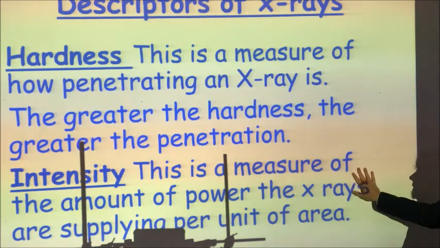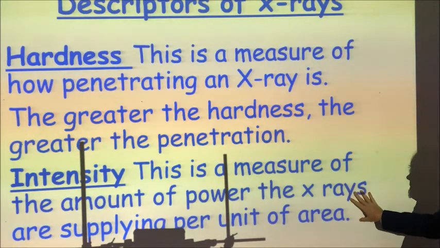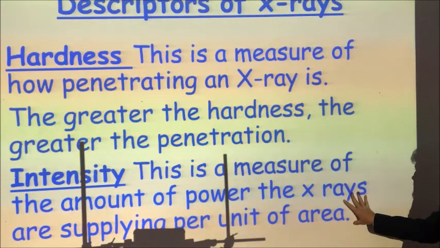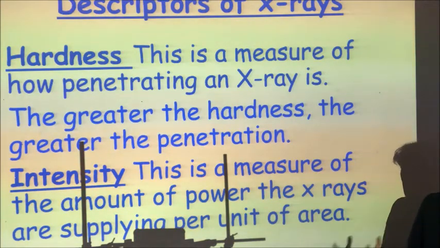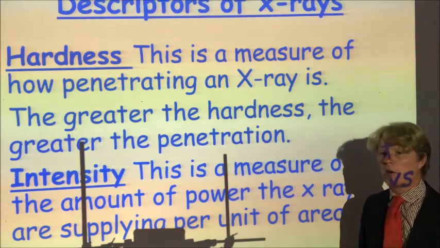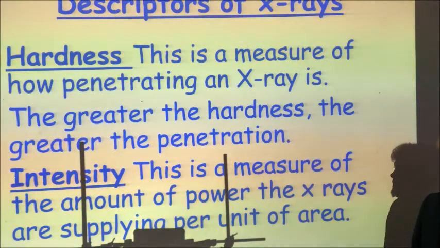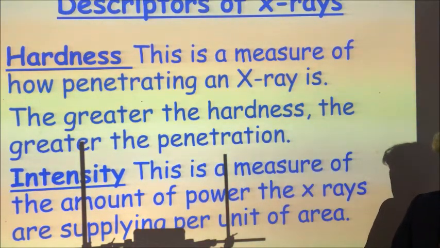By definition, it's the measure of power that the X-rays are supplying per unit area. They supply it in two ways. They can do it with the pure number of photons, but they can also have fewer photons with more energy, so higher frequency, lower wavelength photons. X-rays, like all of the EM spectrum, are a range of frequencies and wavelengths, and there are harder ones and softer ones.